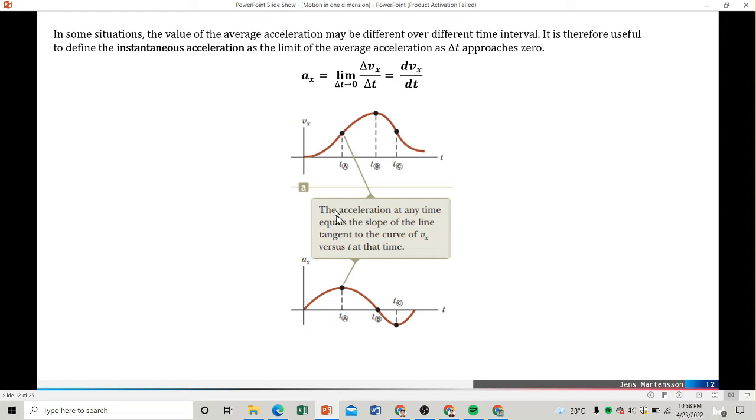So by definition, the acceleration at any time is equal to the slope of the line tangent to the curve of Vx versus time at that time. Okay, so at this maximum level of velocity, since it is on a horizontal line and its slope here is 0 degrees, what happens to our acceleration is it becomes zero. So that's how we interpret it in relation with the velocity time graph and acceleration time graph.